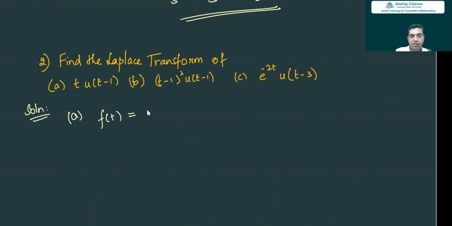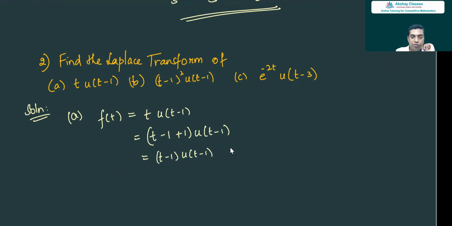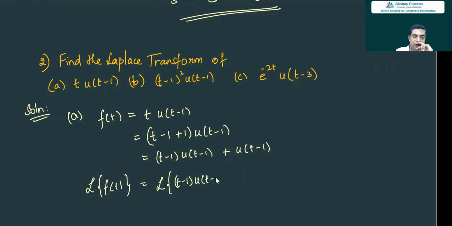Now f of t is t into u of t minus 1. This we can write as t minus 1 plus 1 times u of t minus 1. This is t minus 1 times u of t minus 1 plus u of t minus 1. So now Laplace transform of f of t is Laplace transform of t minus 1 into u of t minus 1 plus Laplace transform of u of t minus 1.